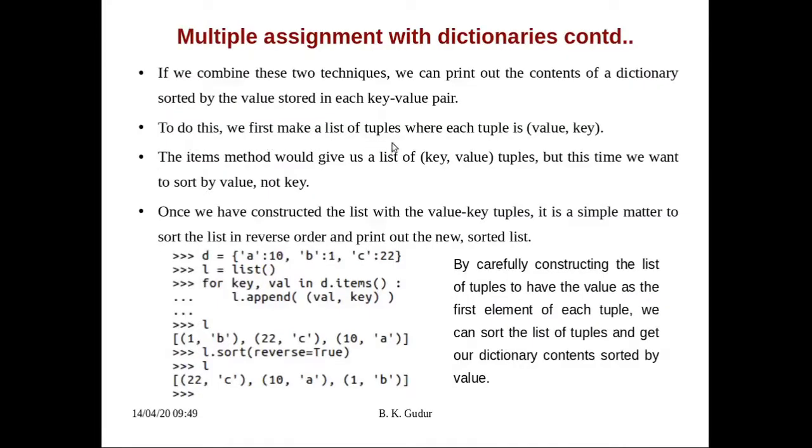To do this, we first make a list of tuples. Okay, that we have done. The items method would give a list of key-value pairs. Once we have constructed a list with value-key tuples, it is simpler to sort using the sort method. So this is what we have seen. By carefully constructing a list of tuples to have the values as the first element, we can sort the list of tuples and get our dictionary content sorted by value. So if the first element is value, it is going to sort by value. If the first element is key, it is going to sort by key. Both methods I have shown.